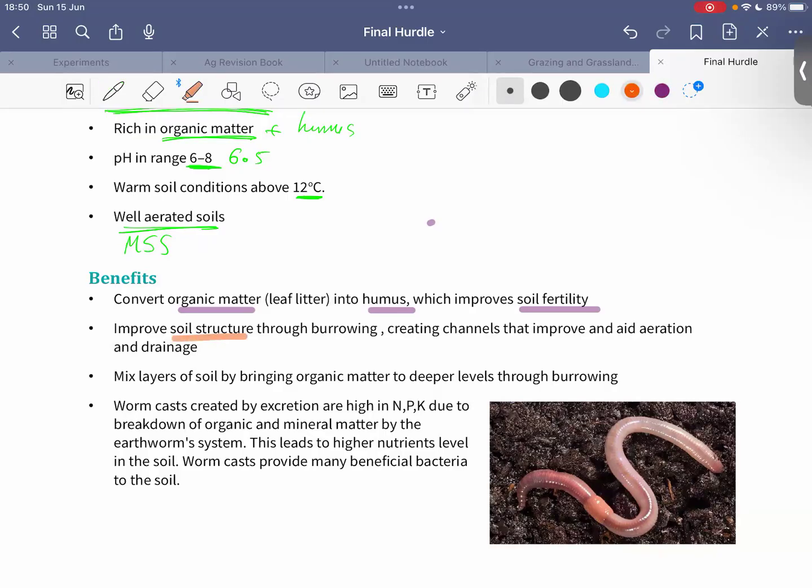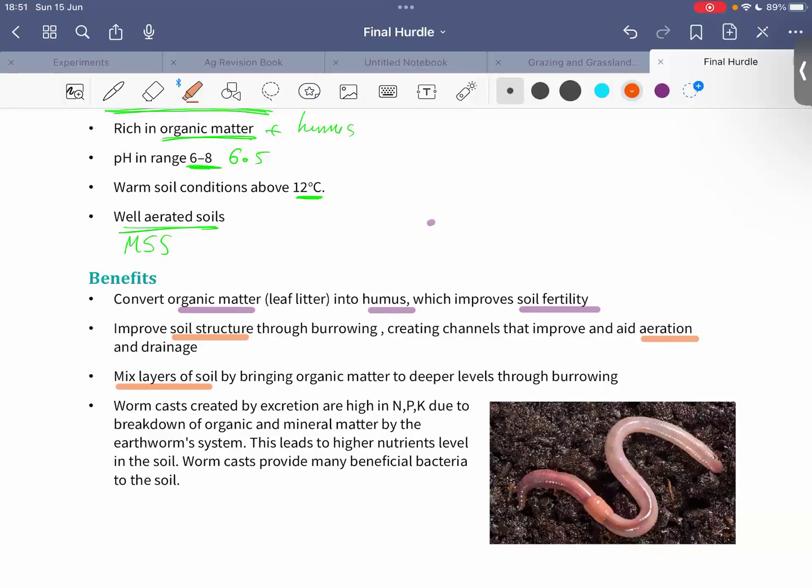Improves the soil structure. Again, burrowing our soil, creating channels, improving the aeration. If we're improving aeration, that means we're going to have more microorganisms in our soil, more earthworms in our soil, improving our organic matter, improving our humus. Earthworms are going to mix layers of our soil and bring nutrients down to lower horizons. Okay, so taking the nutrients that are present in our topsoil, in our A horizon, and bringing them down to lower horizons in the soil, improving the overall fertility of our soil.